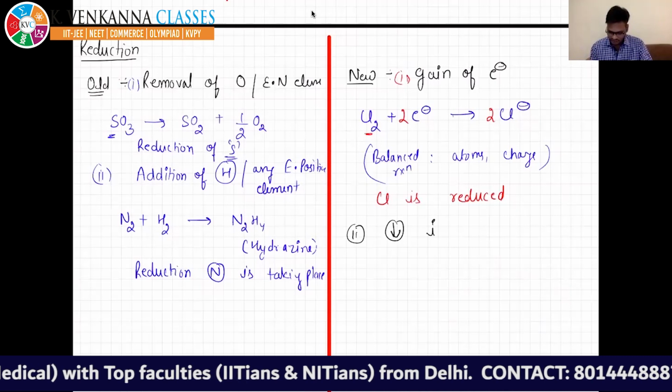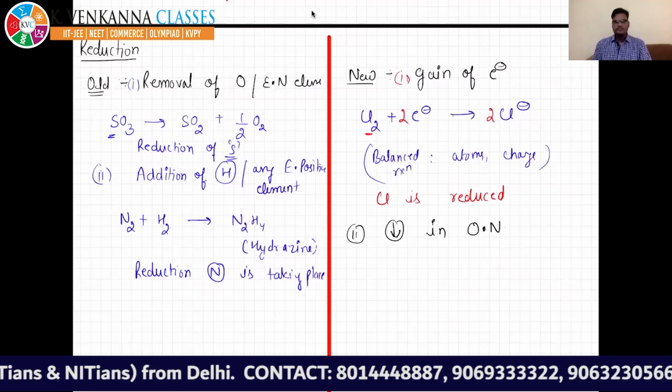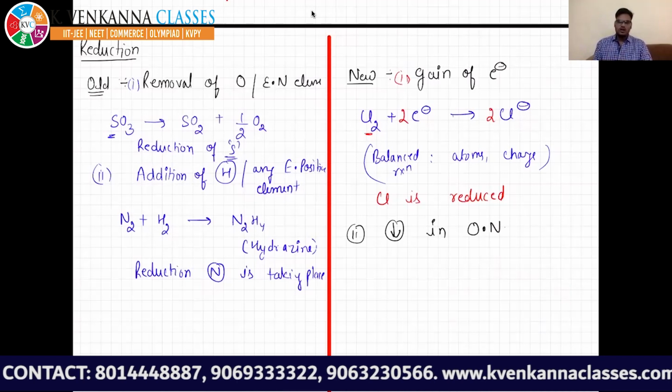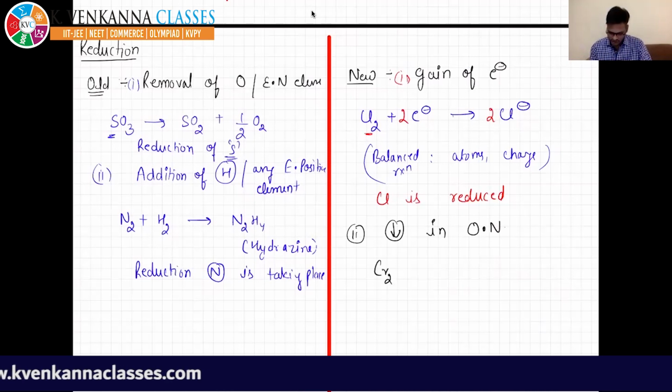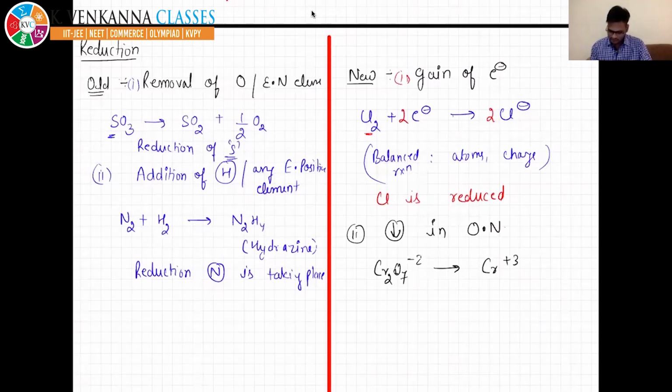Decrease in oxidation number. There is any process or reaction in which the oxidation number of the element is decreasing. For example, Cr2O7 2- becomes Cr 3+. So you see in this case, if you try to find out, the oxidation number of chromium is decreasing. Here it is present in +6 oxidation state. Now it is in +3, right? So the oxidation number of chromium is decreasing. So reduction of chromium is taking place.